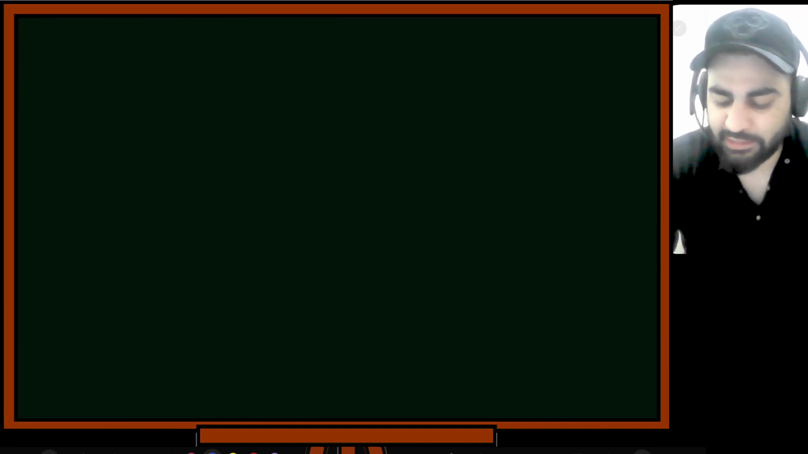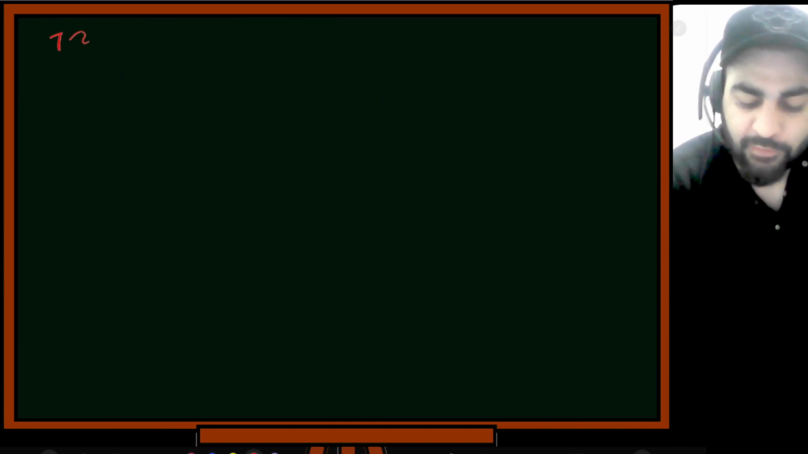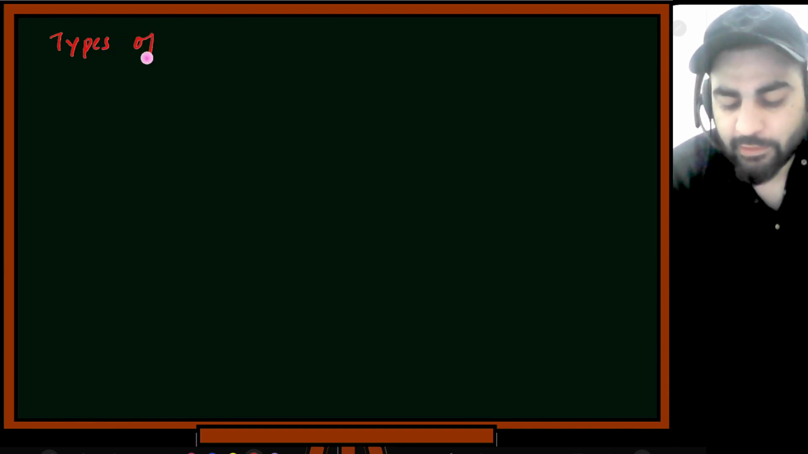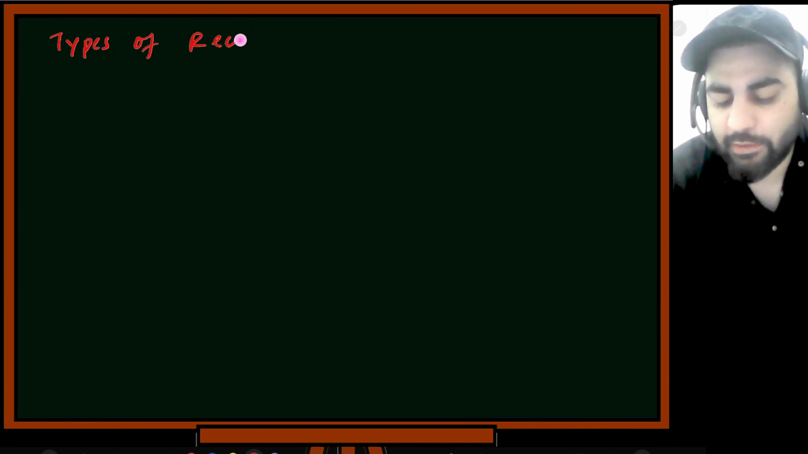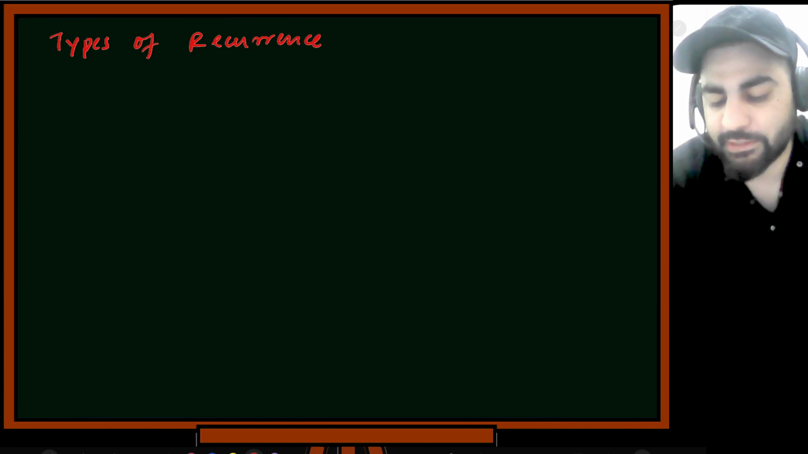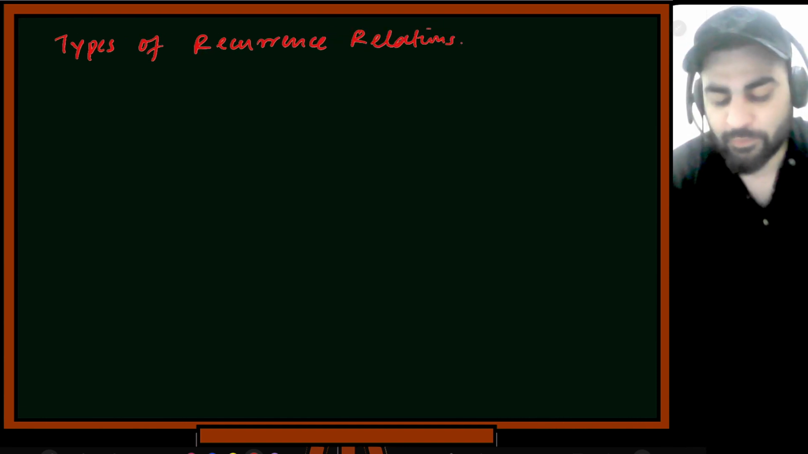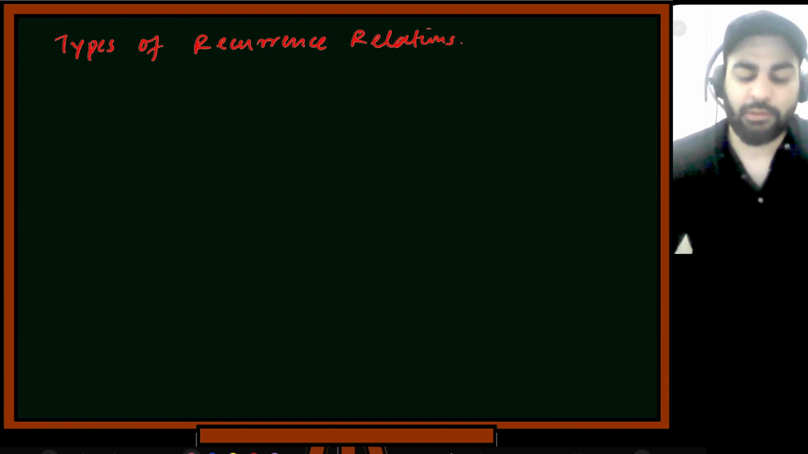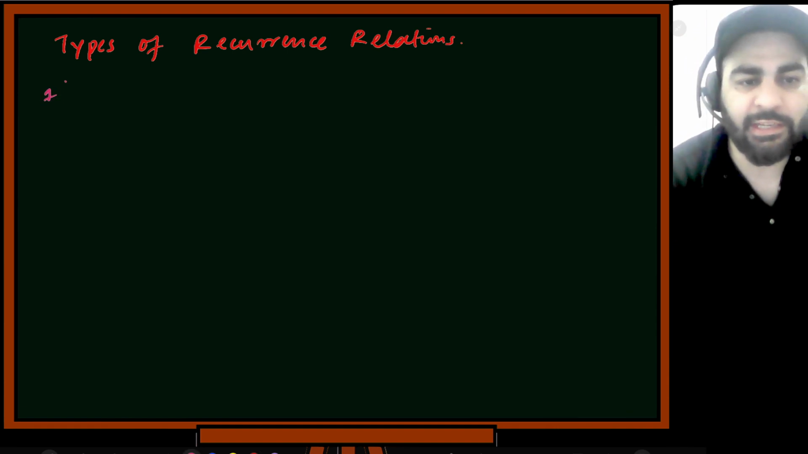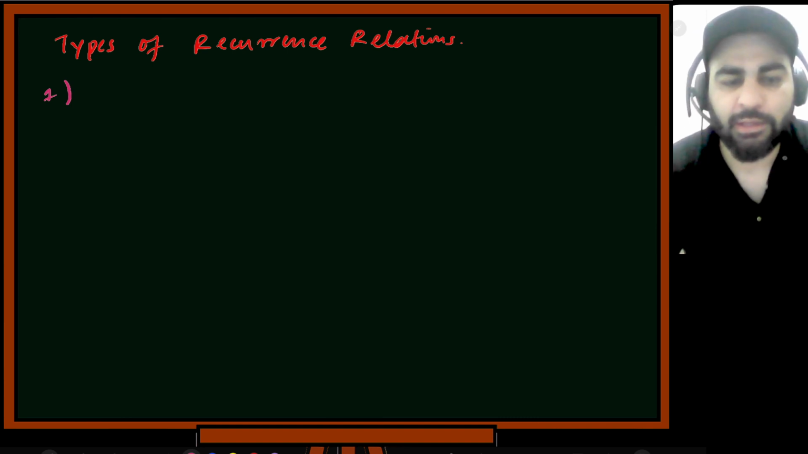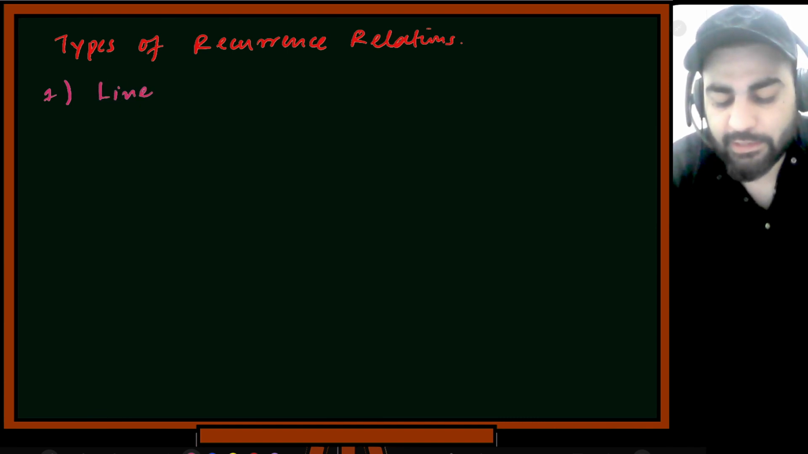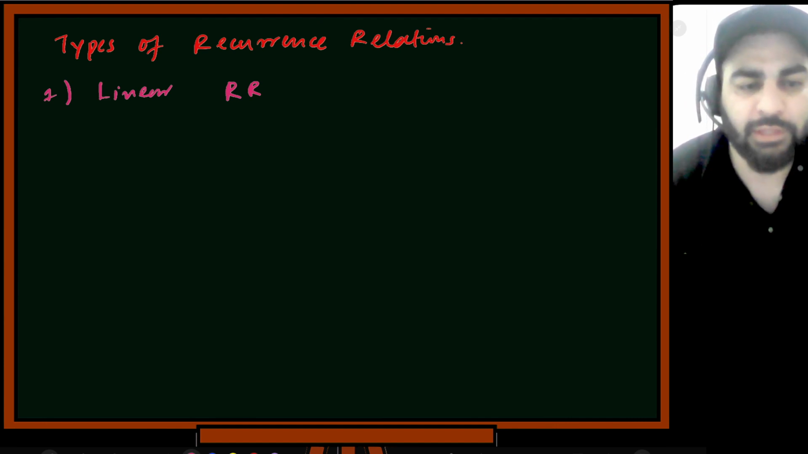So there are different types of recurrence relations. I'll just name a few of them. The types of recurrence relations: the first type is the linear recurrence relation. I'll write RR as the short form for these.